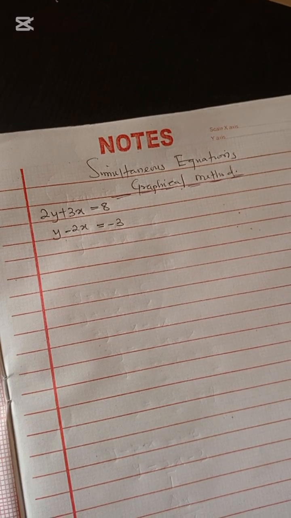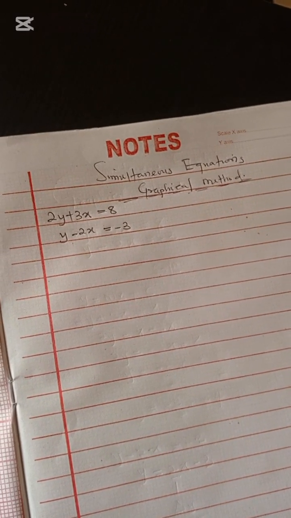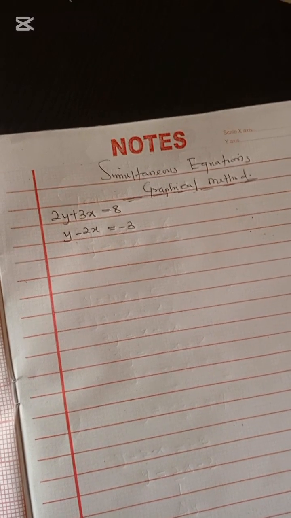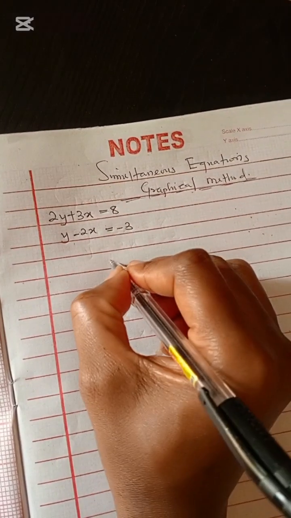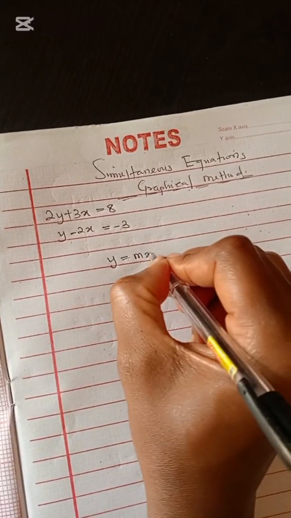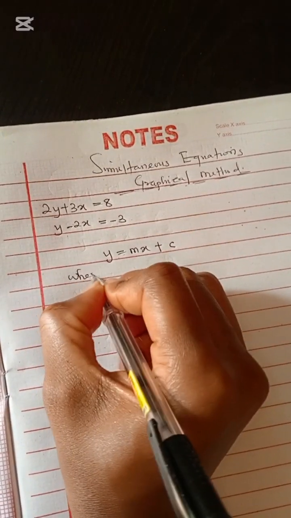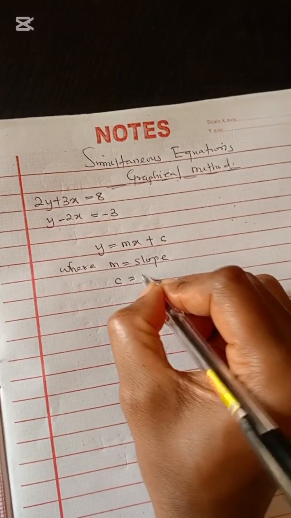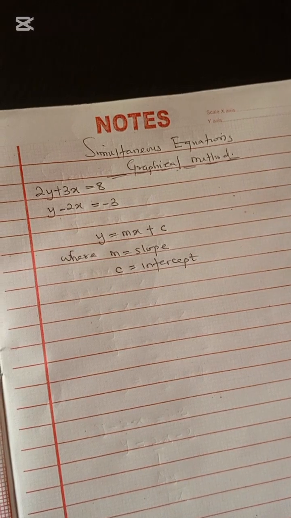In your exams, in most cases, you are given the range of x so that you can plot your graph. But in some other cases, the range of x is not given. So what you have to use is the equation of a line, which is given as y equals mx plus c, where m is the slope and c is the intercept. So how do you use the equation of a line to solve simultaneous equations?